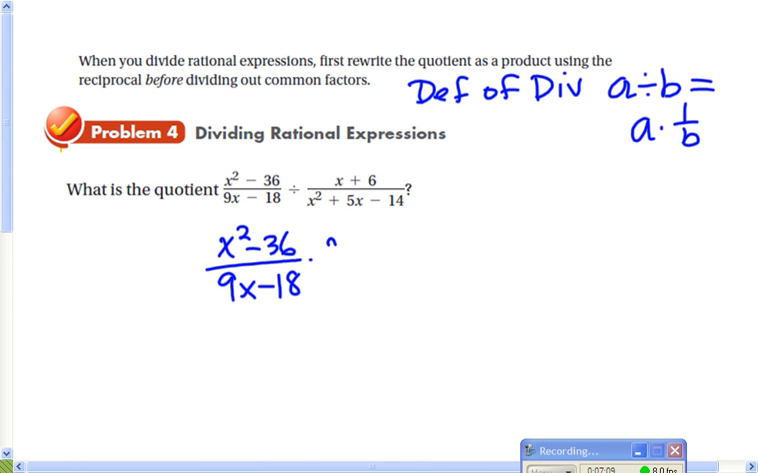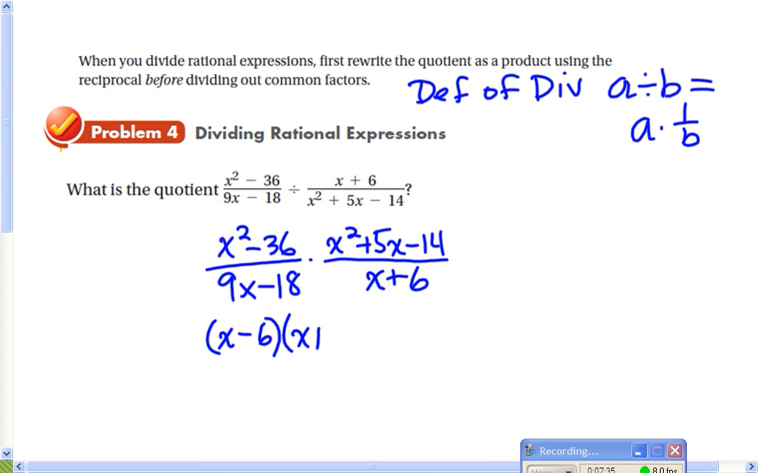times, and the reciprocal of the quantity x plus 6 divided by the quantity x squared plus 5x minus 14 is x squared plus 5x minus 14 divided by the quantity x plus 6. Now I'm going to factor. X squared minus 36 is the difference of two squares, so that will factor into two binomials, x minus 6 times the quantity x plus 6, and the denominator 9x minus 18 has a factor of 9, and that gives me x minus 2.